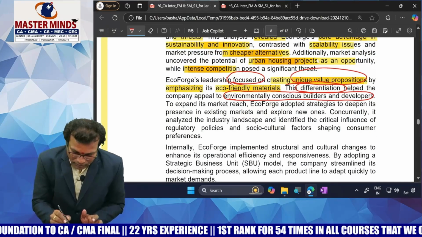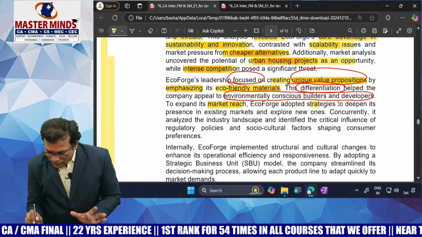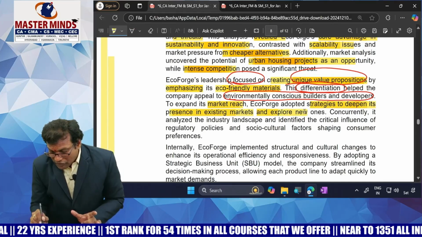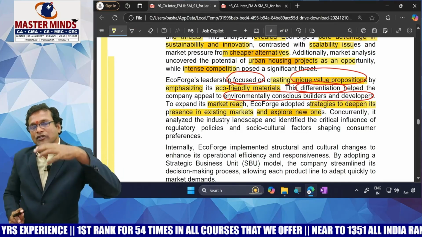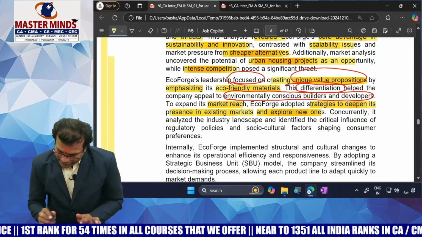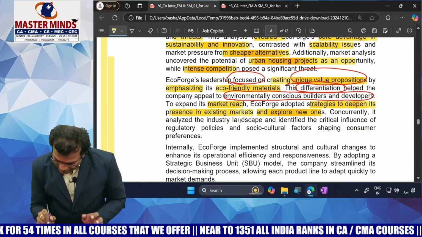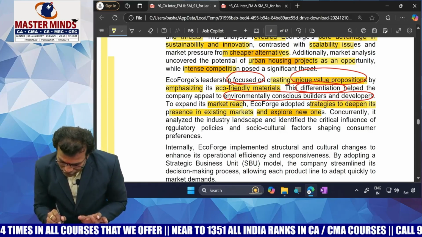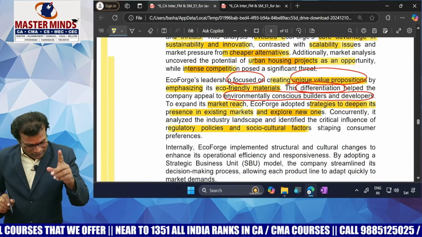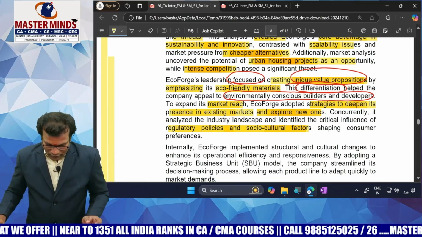To expand its market reach, they have adopted strategies to deepen its presence in existing markets, and they are trying to explore new markets also. Means they are trying to move to new markets also, right? Thereafter, concurrently, means parallelly, they analyzed the industry landscape and identified the critical influence of regulatory policies and socio-cultural factors which are trying to shape some consumer preferences. This is the essence of this paragraph, right?